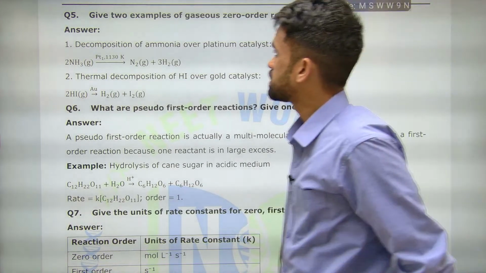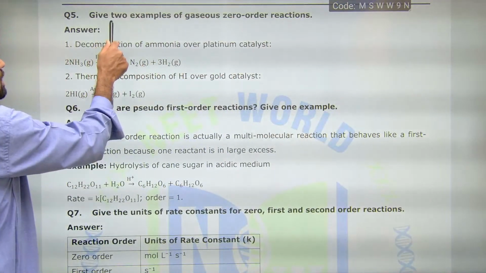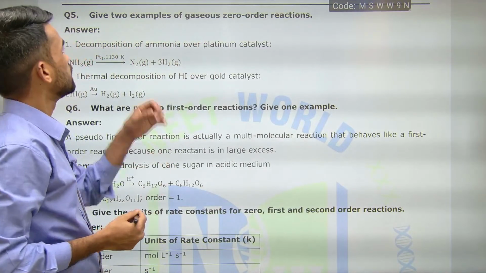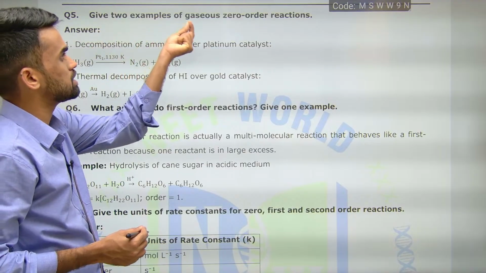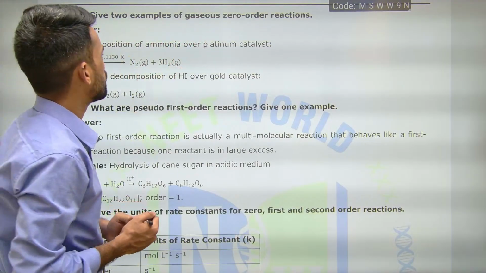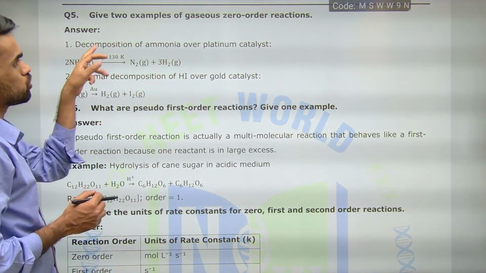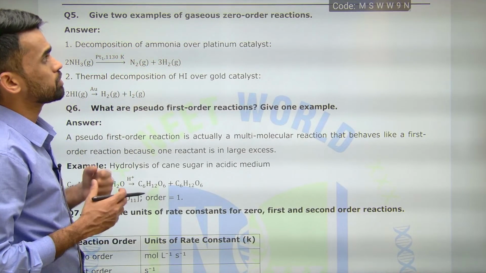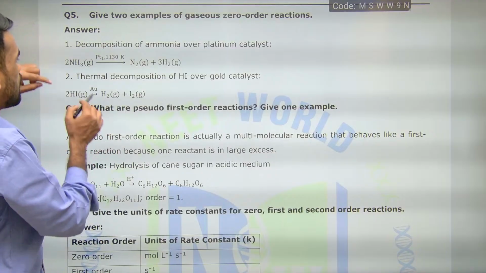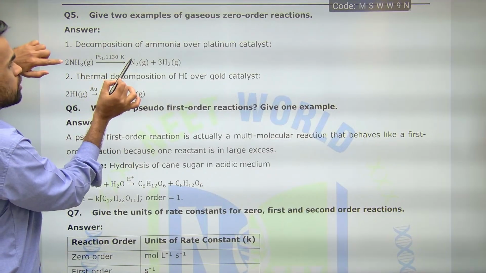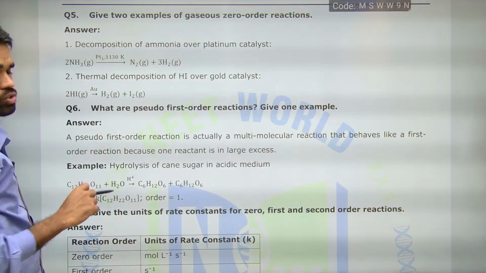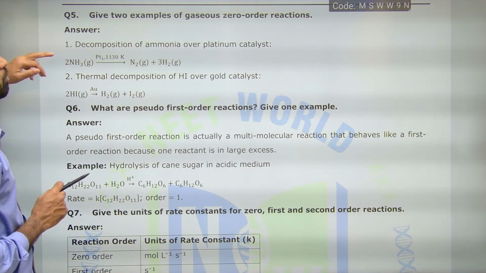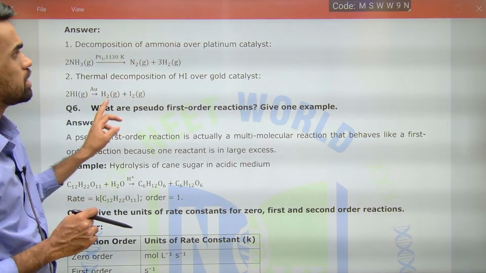Yeah. So what is next? Here: give two examples of gaseous zero order reaction. What are they asking? Give two examples of gaseous zero order reaction. For example, the decomposition of ammonia over a platinum catalyst can be considered a zero order reaction. Ammonia decomposes to give N2 plus 3H2. This decomposition happens at the platinum surface, so it is an example of a zero order reaction.